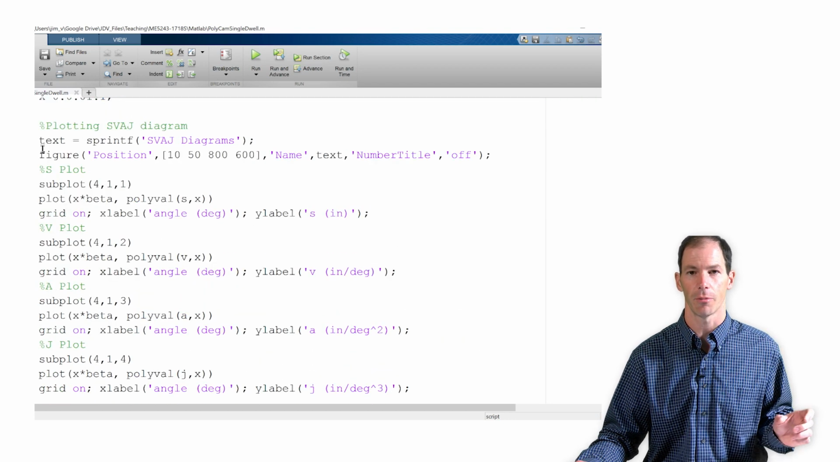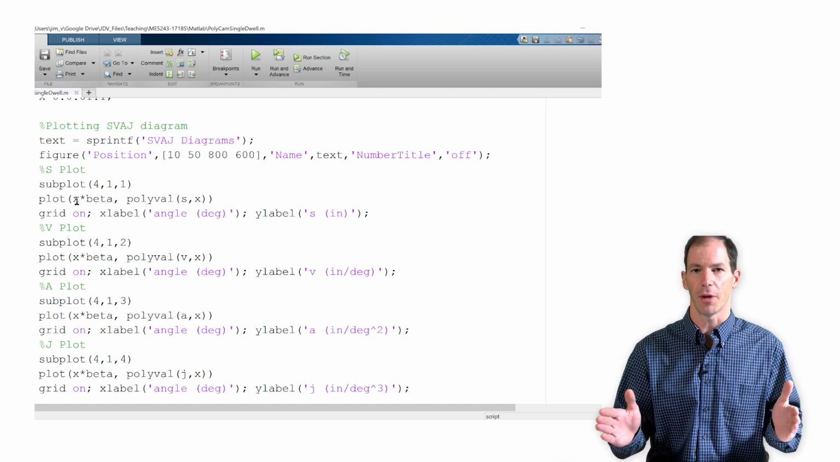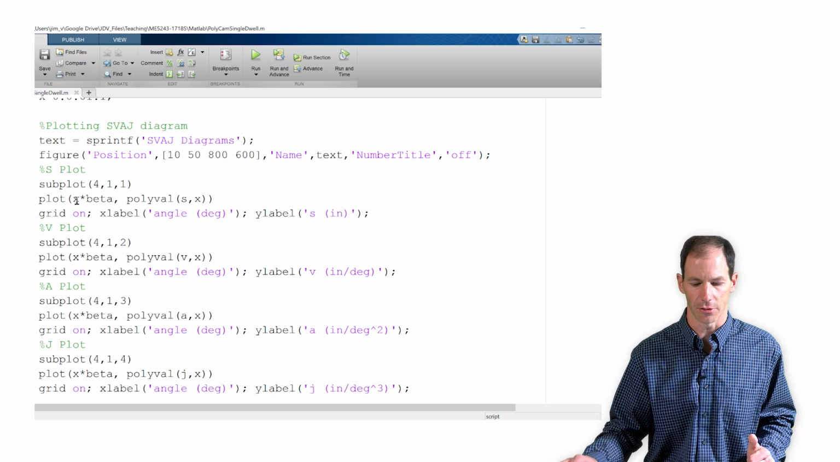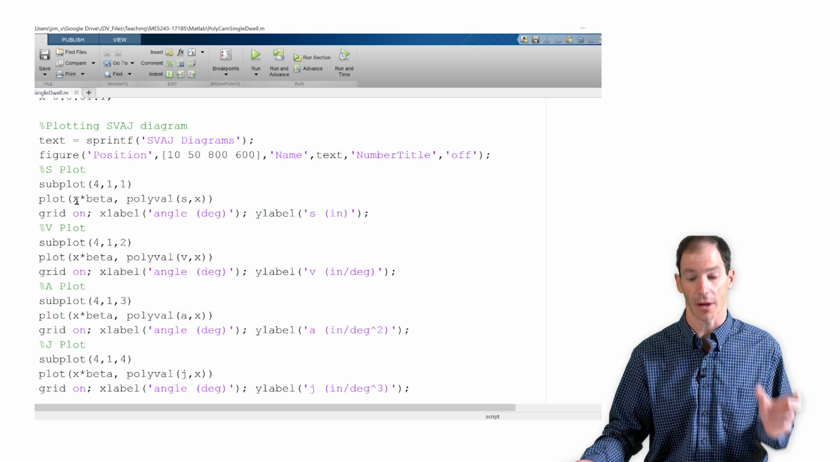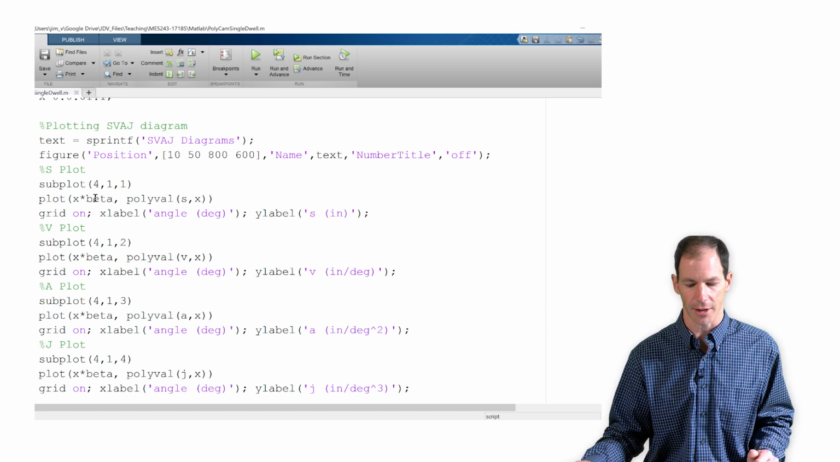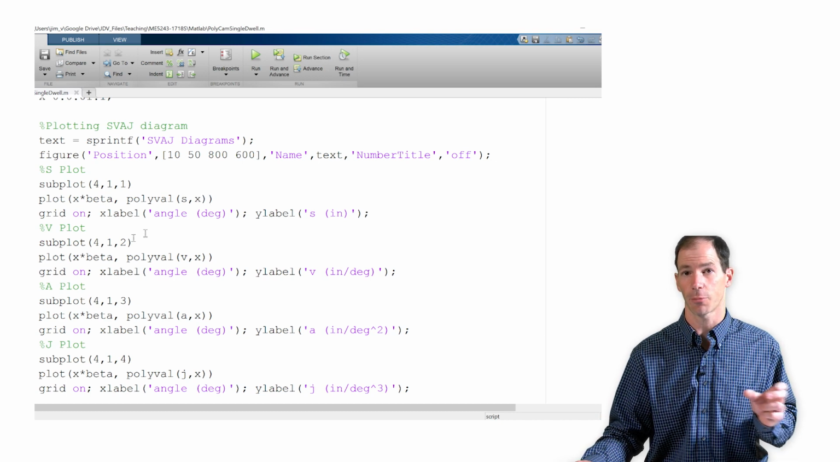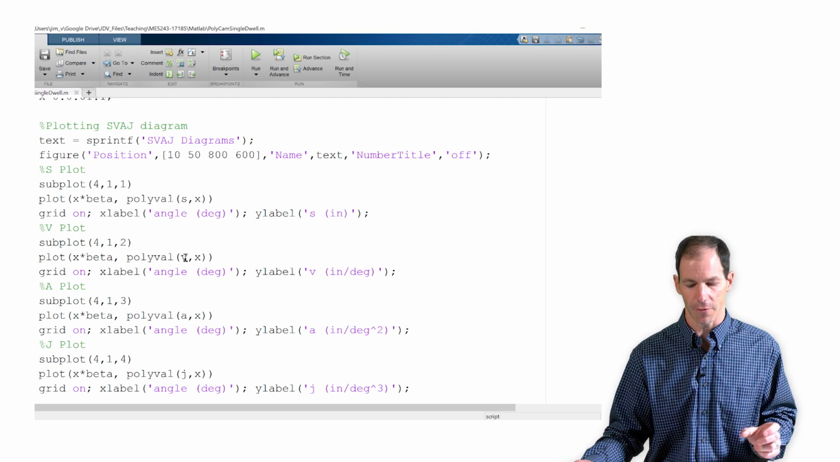So x is just a variable that I'm going from theta of basically what fraction of beta am I at. So this is theta over beta is x here. Multiply that by beta, that gives me degrees. And then the polynomial that I'm plotting of s, and again, x is my counting along there. I do the same thing for the velocity, and what I need to pay attention to is that this is in radians per degree. And then I do the same thing for acceleration, radians per degree squared, radians per degree to the third power for the jerk equation.